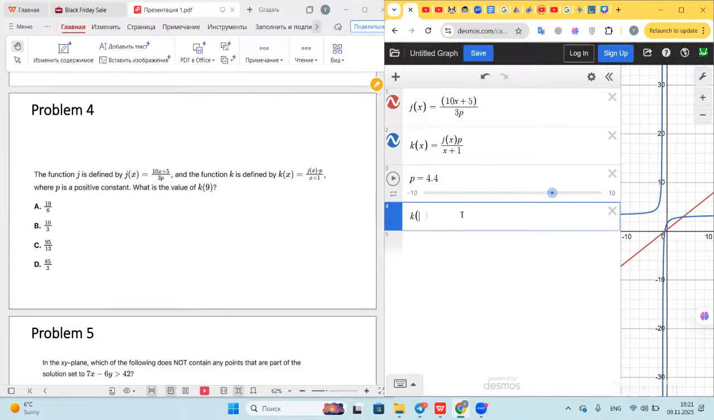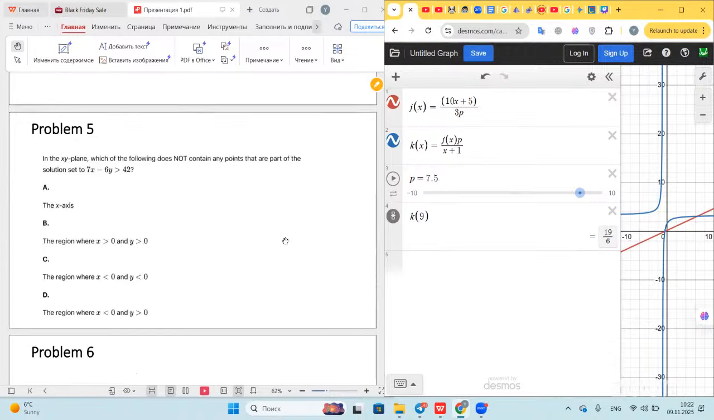And we are asked to find k of 9. You can see it's this number. It is 19 over 6. Whatever value you give for p, the value of k of 9 does not change. That's why the correct answer will be A. Very good. Let's continue to the next question.